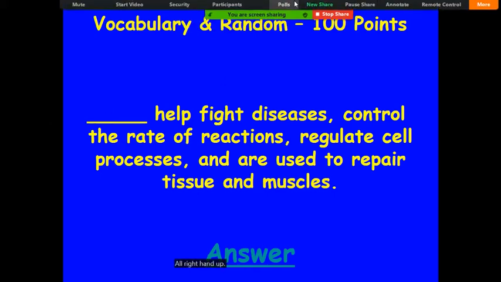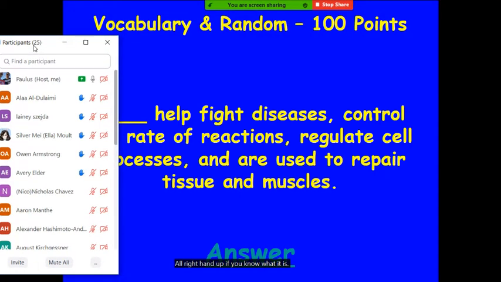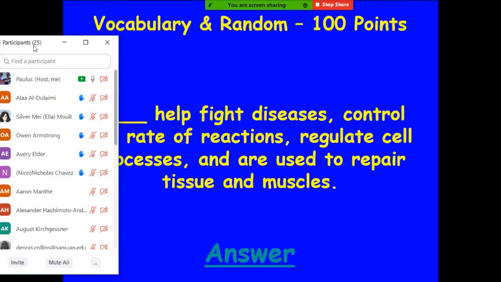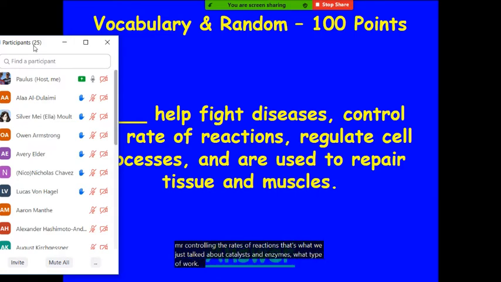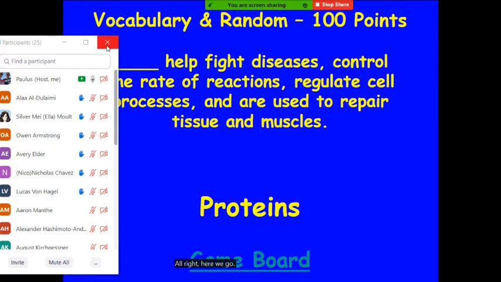All right, hand up if you know what it is. Remember, controlling the rates of reactions. That's what we just talked about. Catalysts and enzymes. What type of organic molecule is a catalyst and an enzyme? All right, here we go. Proteins, you got it.